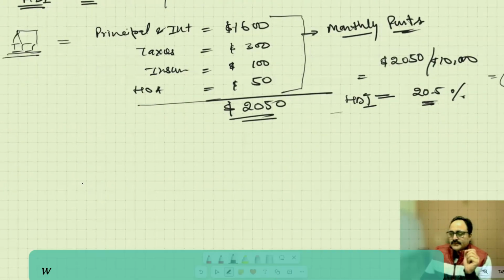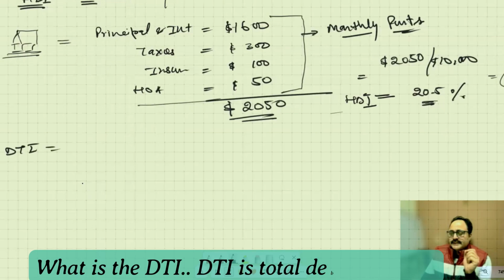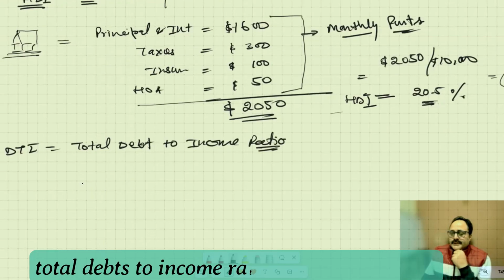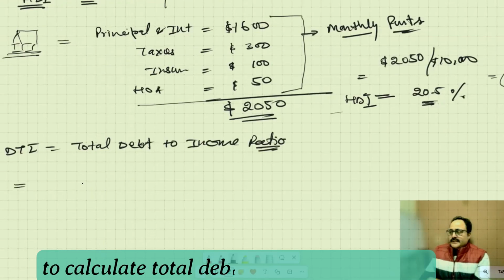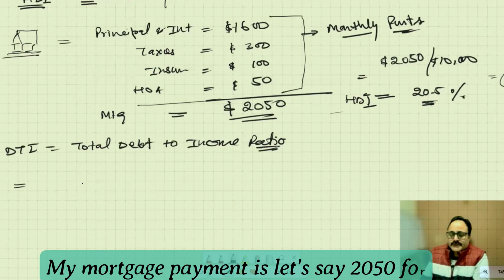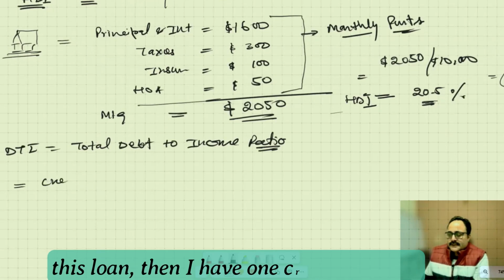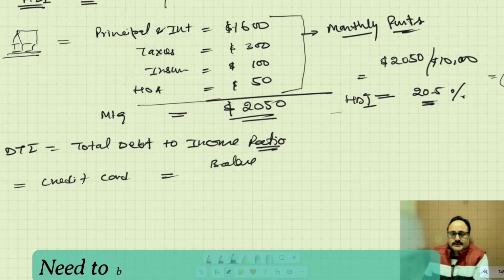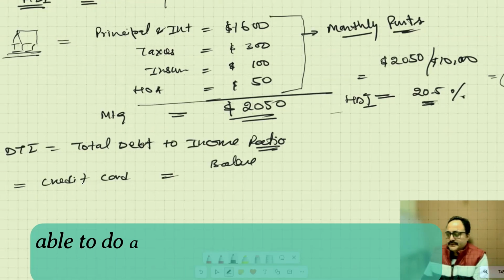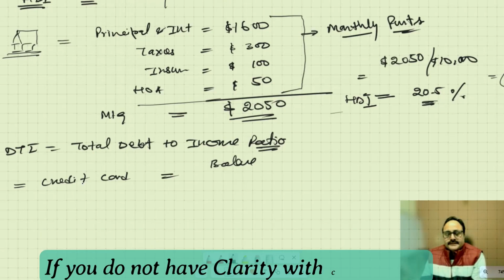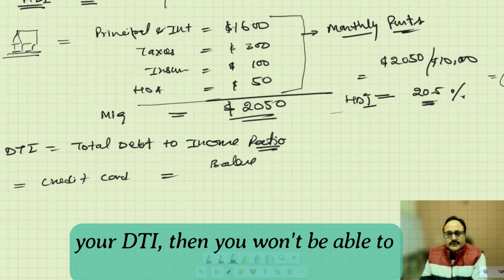But then we will see what the DTI is. DTI is the total debt to income ratio, or back total debt to income ratio. Now for the total debt to income ratio, how are we going to calculate total debt? What is my housing mortgage payment? My mortgage payment is, let's say, 2,050 for this. Then I have one credit card, and the balance of that credit card is... you guys need to be with a notepad and a pen or with a calculator, because without a notepad you won't be able to do all these calculations. And believe me, this is the calculation. If you do not have clarity in calculating your DTI, then you won't be able to underwrite a file.